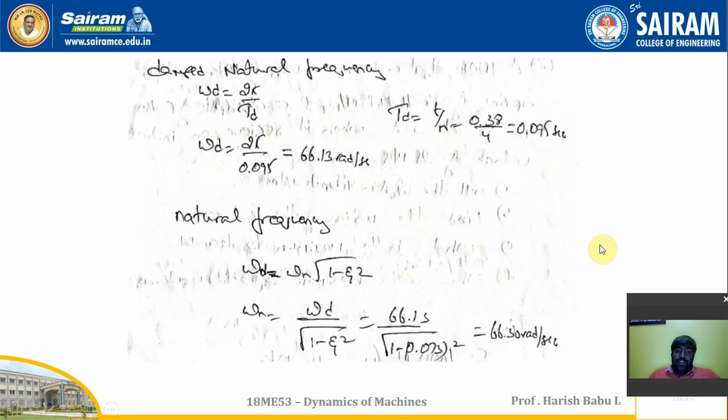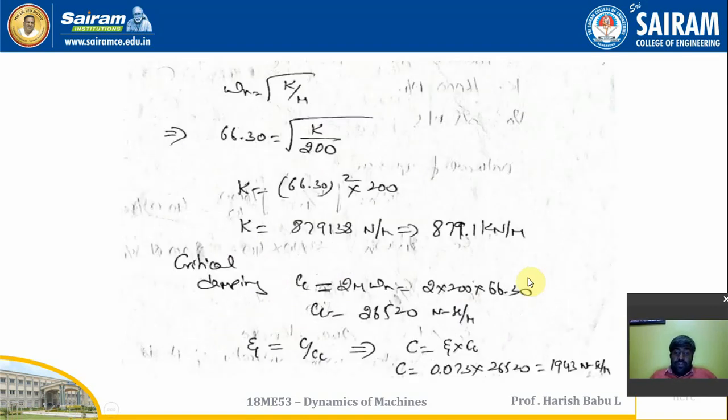So once the damping factor is known, I have to find the damped natural frequency, that is omega d equals 2 pi by Td. Td will be equal to T by N. So the total time taken is 0.38 divided by 4, and I'm going to get 0.095 seconds. So omega d will be equal to 66.13 radians per second. Omega d equals omega n into root of 1 minus zeta square. From this equation, substituting omega d and zeta, I get the natural frequency as 66.30 radians per second.